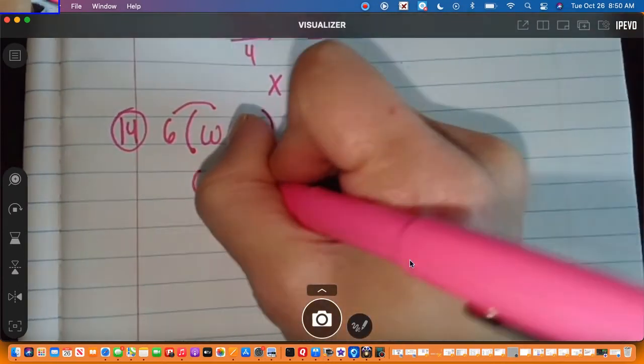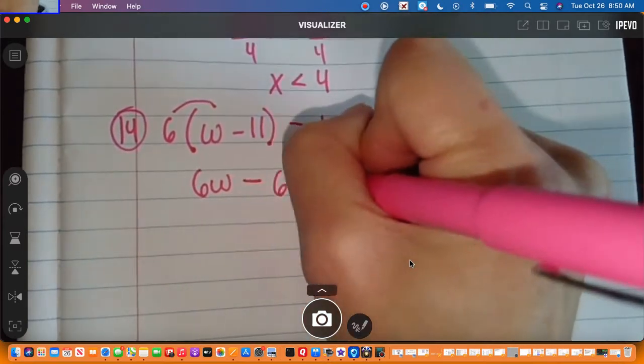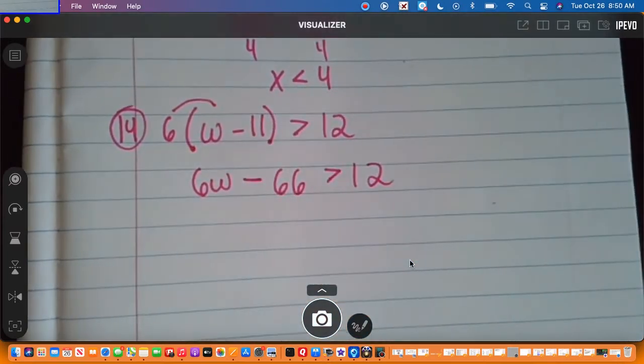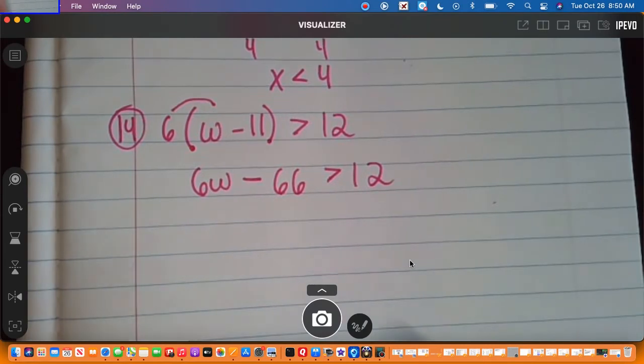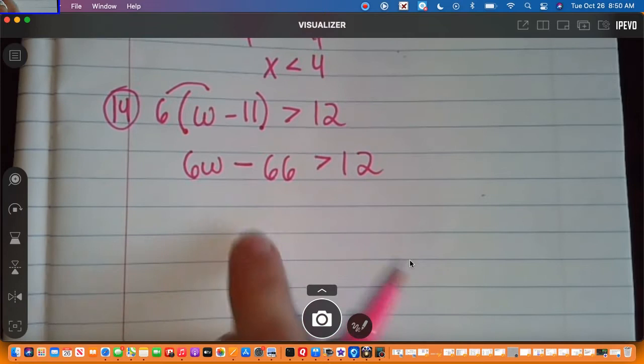What's 6 times 11? 66. And then I have greater than 12. Now how do you solve? Hold on, it is negative. I put the minus sign because it was a negative here.